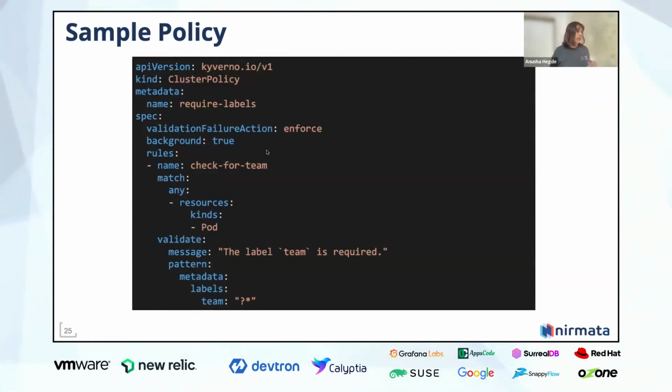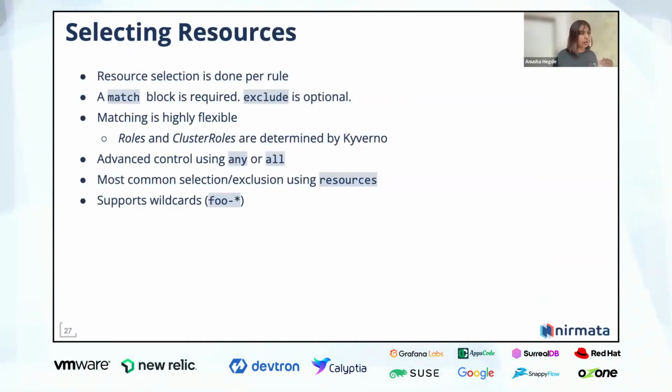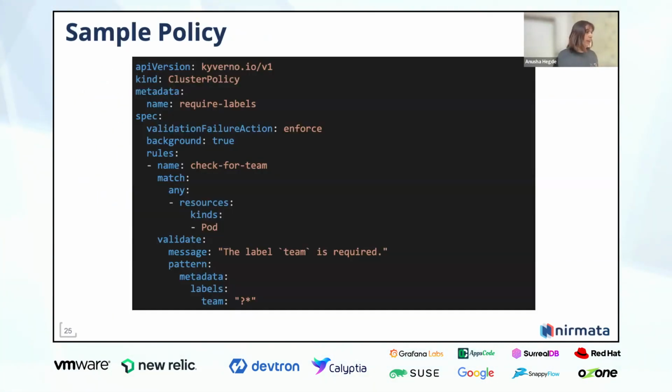So this is a sample policy. Again, like Arjun mentioned, there's no programming language involved. All of these are just plain old YAML files. So you have API version, you have kind, this is a cluster policy, so this policy is applicable throughout the cluster. You can add any amount of metadata or annotations. And then you have the spec field.